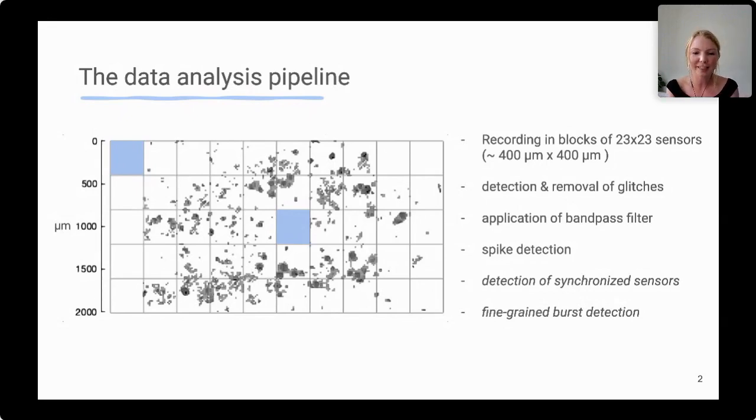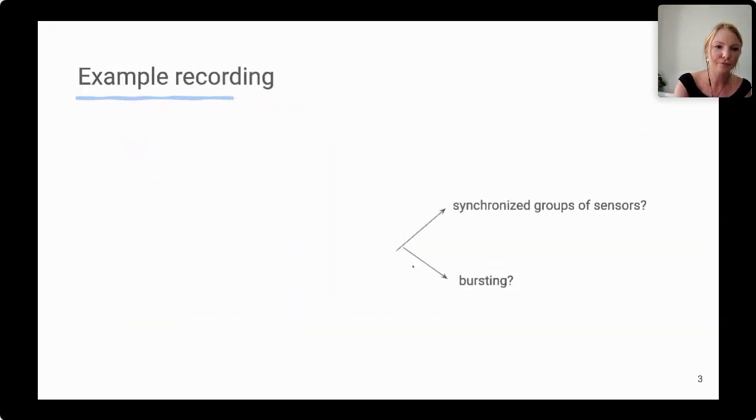And then we developed a custom piece of code for the detection of synchronized sensors and fine-grained burst detection, because these were important properties to compare the deletion, duplication, and control cultures over time.